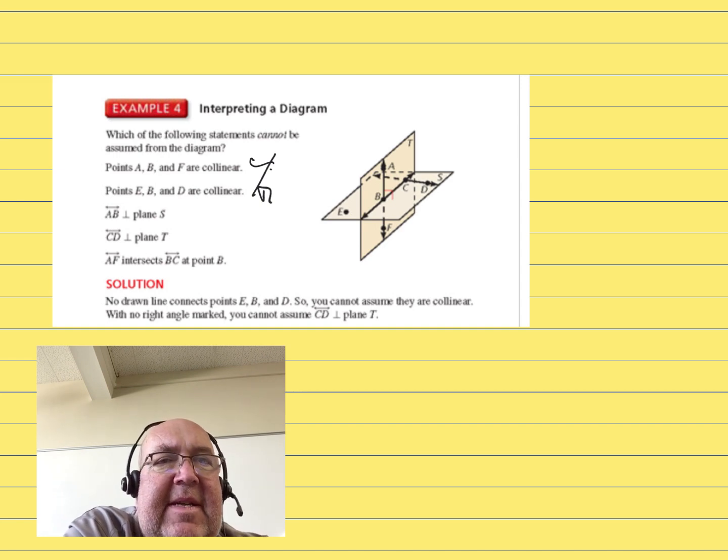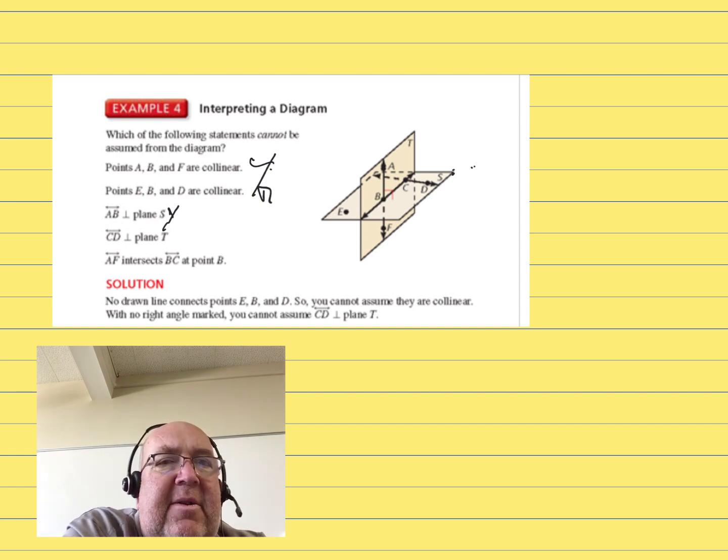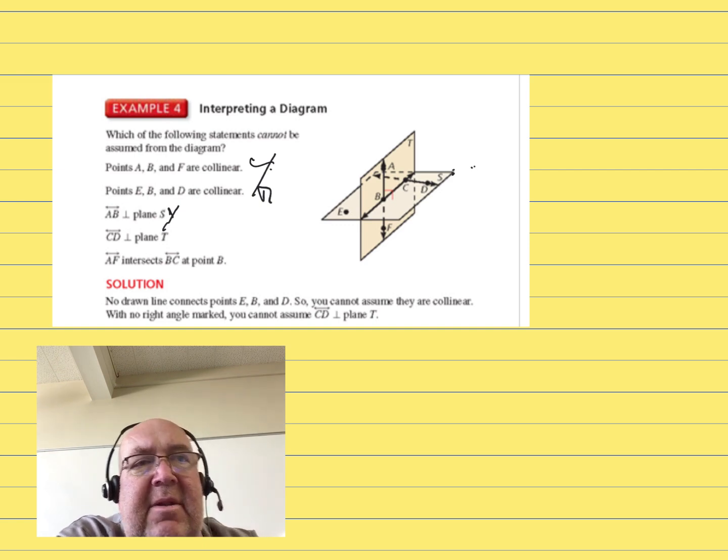Alright, can we say that line AB is perpendicular to plane S? Here's plane S. There's line AB, and we see a right angle symbol. So yes, we can say that that is perpendicular. Can we say that line CD is perpendicular to plane T? Alright, so plane T is the vertical plane. We see the line CD there, but we don't see a right angle symbol. So no, we can't say that from this diagram.